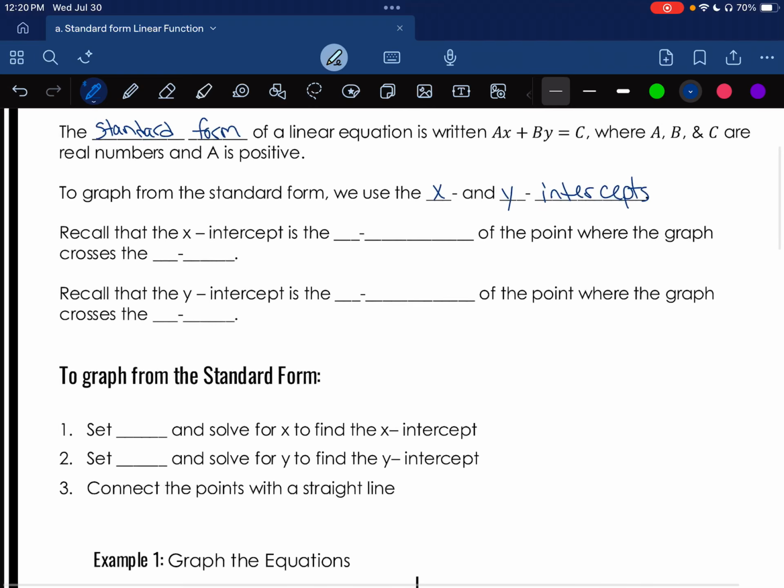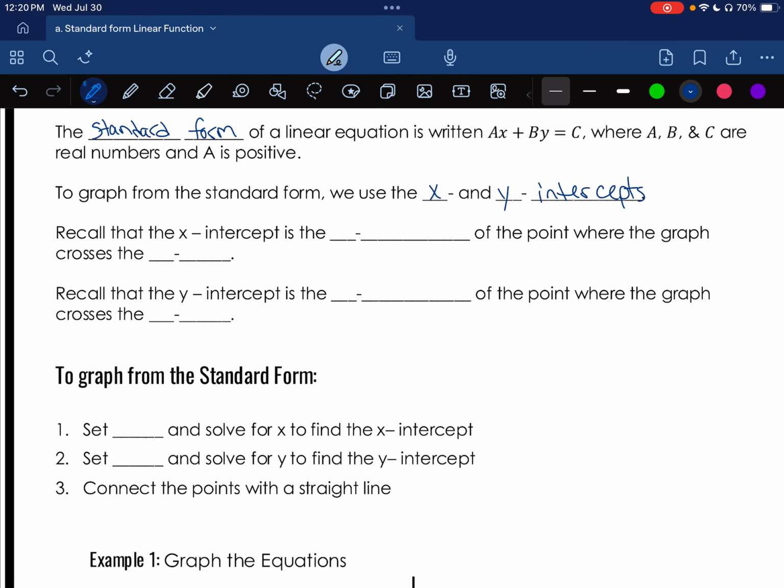So the x-intercept is the x-coordinate where the graph crosses the x-axis. And the y-intercept is the y-coordinate of the point where the graph crosses the y-axis.